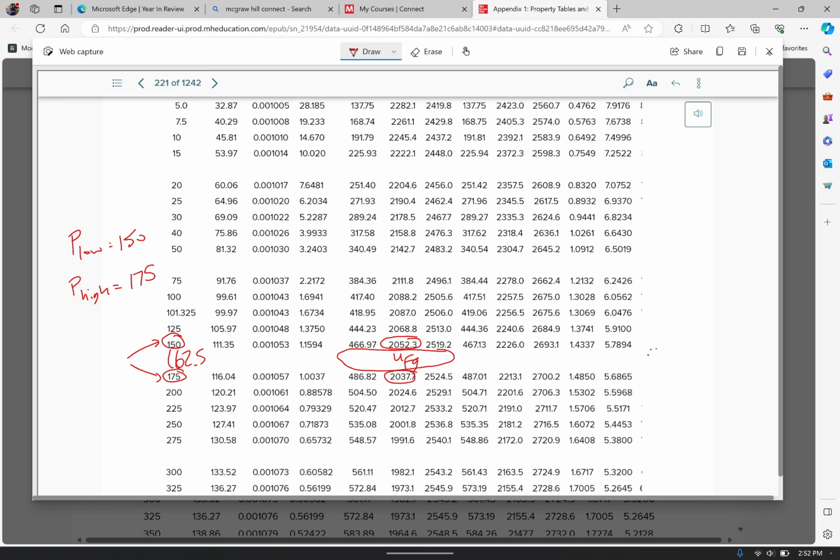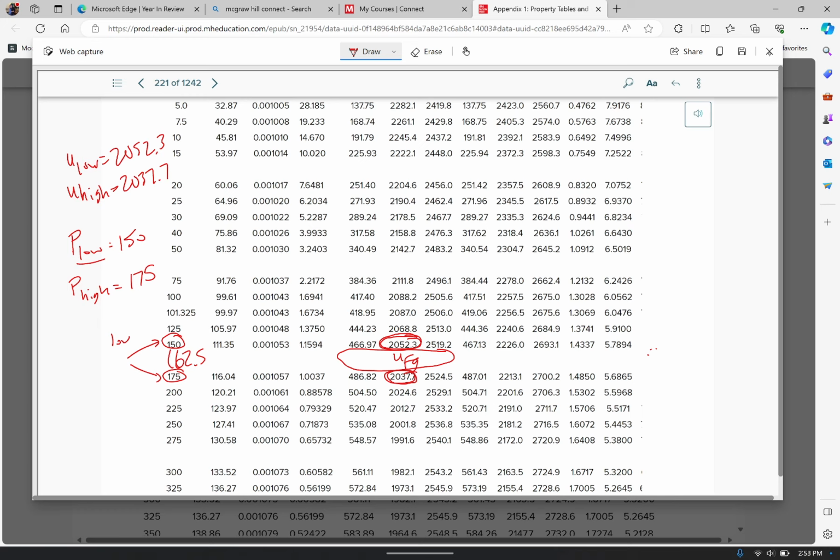Now here's where it gets wonky. If you look at the internal energy that goes with the low side, it is actually higher than the internal energy that goes with the high side. You cannot flip those. If you call it P low and this is the low row, you have to keep on going all the way across and use that. So U low is going to be equal to 2052.3 and U high, beautiful handwriting I know, is 2037.7.